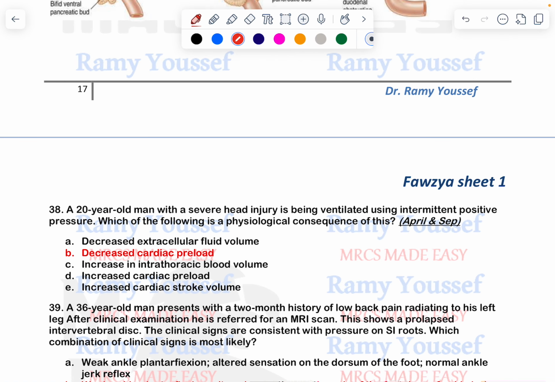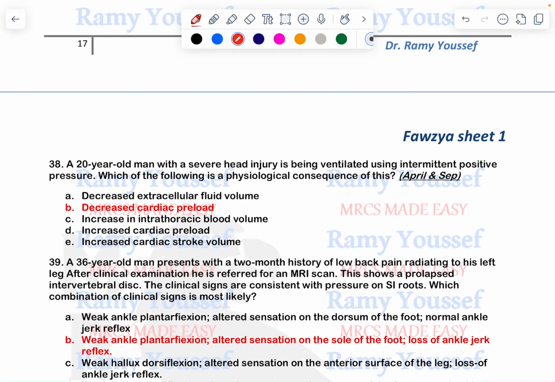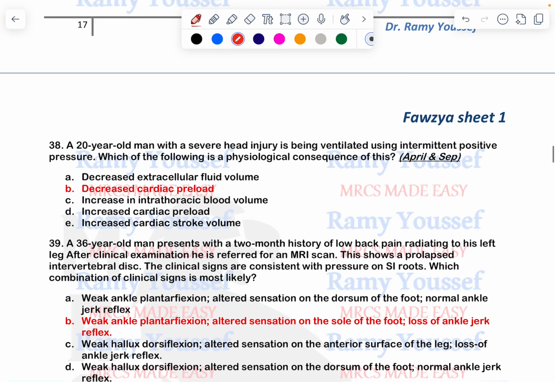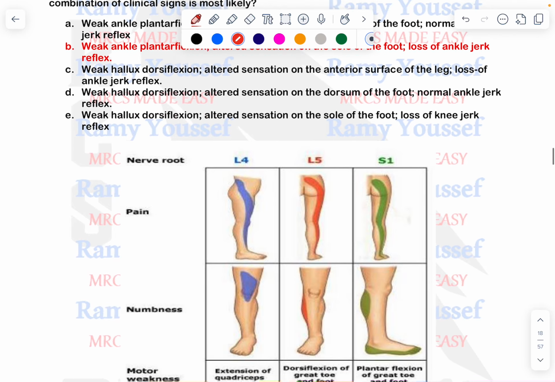A 36-year-old man presents with a 2 month history of low back pain radiating to the left leg. After clinical examination he is referred for MRI, which shows a prolapsed disc, and the signs are consistent with S1 root involvement. Which combination of clinical signs? So S1 is involved, so plantar flexion will be weak. Altered sensation of the sole, loss of ankle jerk. So all these are about S1.